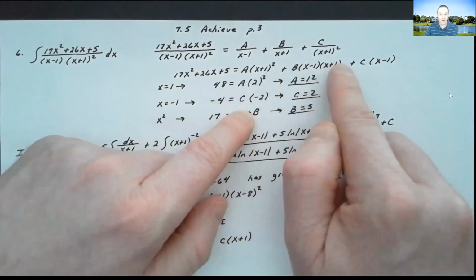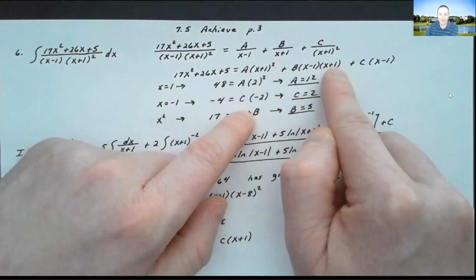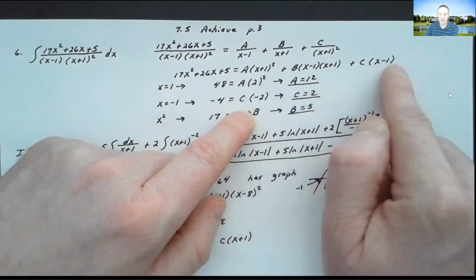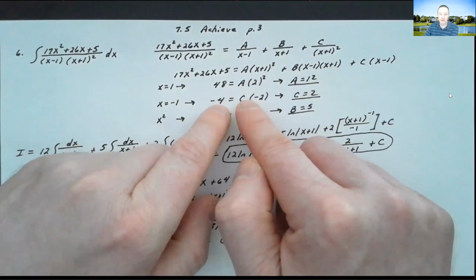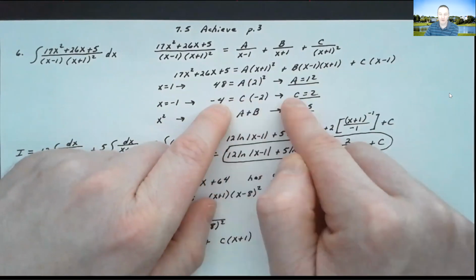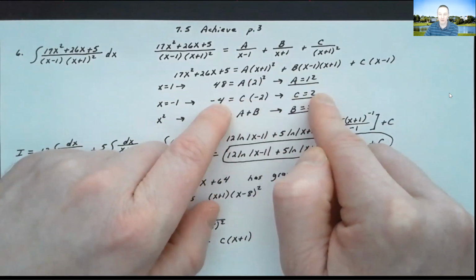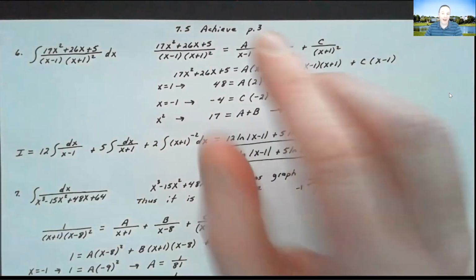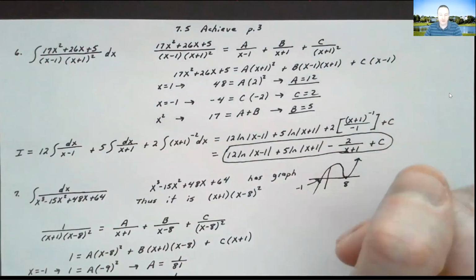The b would be multiplied by a factor of 0. The c is going to be multiplied by a factor of -2. So I get negative 2c is negative 4. Thus, I can see that the answer for C is 2. Now, I have the answer for A. I have the answer for C.